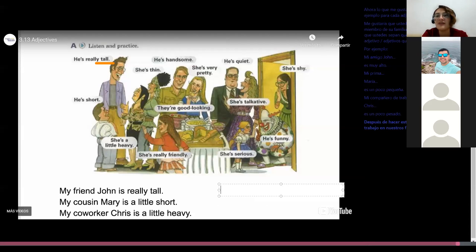Y para la mayoría de los adjetivos también, she is very shy. She is a little bit shy. She is super shy. Super bien.